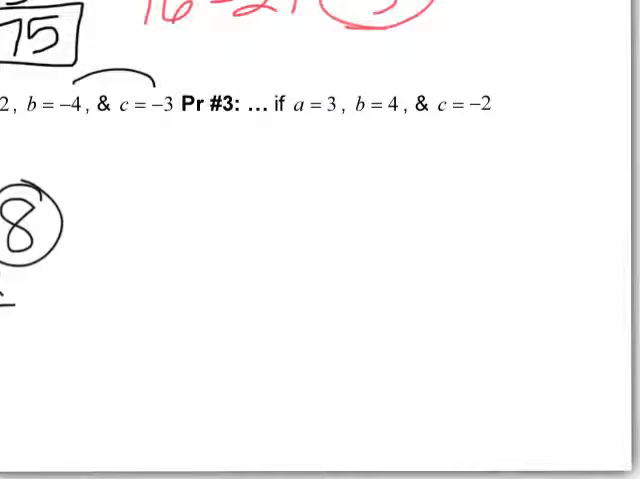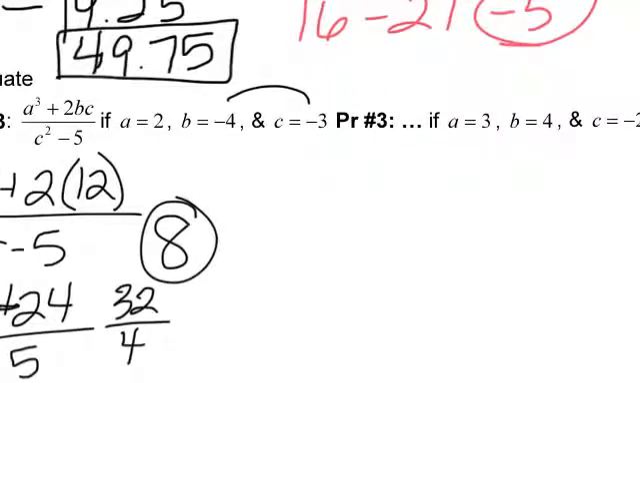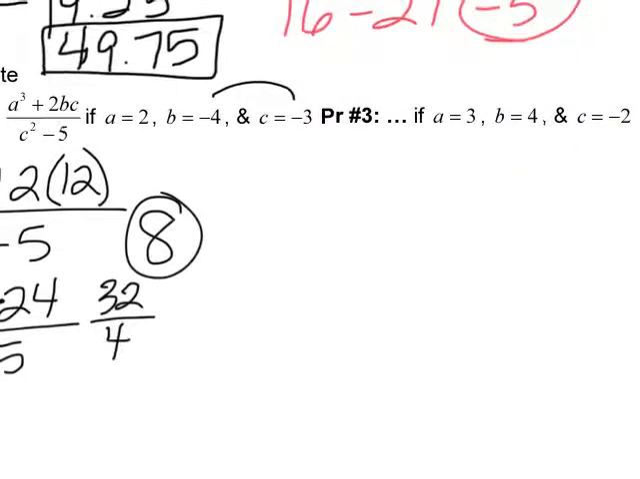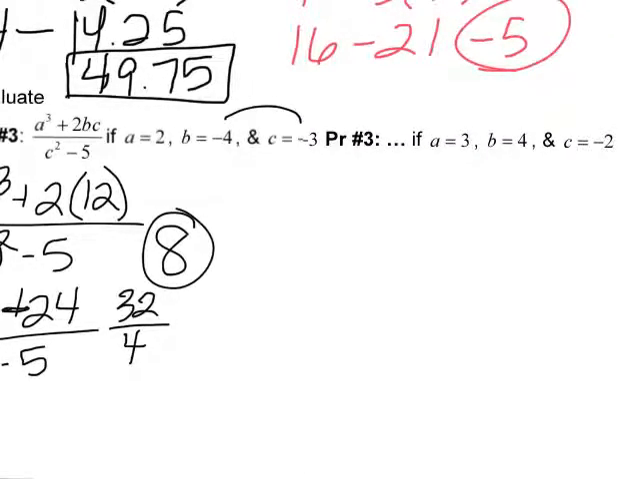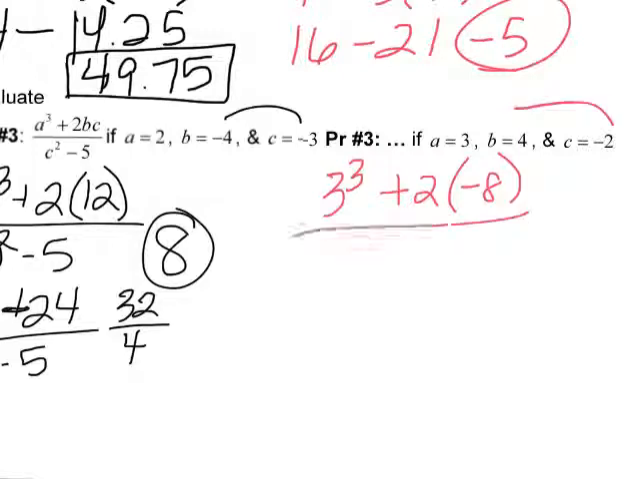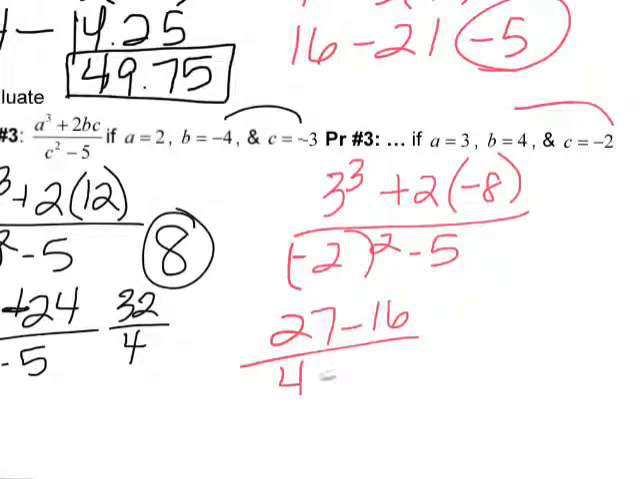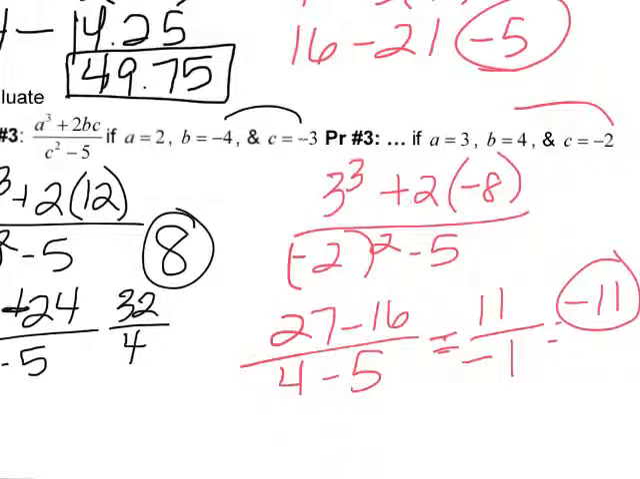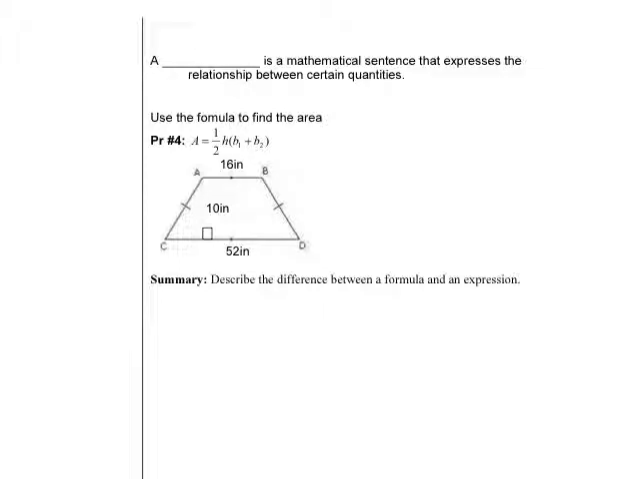So let's get our formula first. A cubed. So our a value is 3. So we've got 3 cubed plus 2 times 4 times negative 2 is negative 8, all over negative 2 squared minus 5. So we should have 27 minus 16 over 4 minus 5. So negative 1 on the bottom. 27 minus 16 is 11, so your answer would be negative 11. Okay, easy enough.